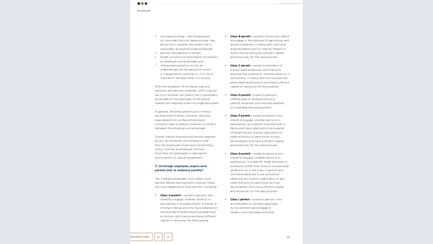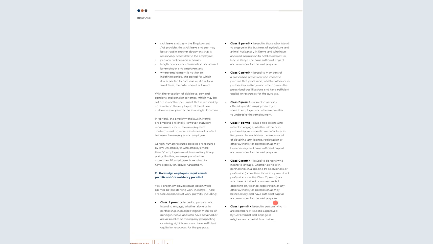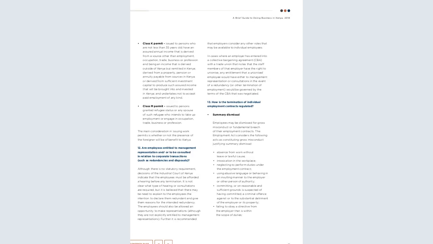Then the Class F permit is issued to persons who intend to engage, whether alone or in partnership, in a specific manufacturing business in Kenya and have obtained or are assured of obtaining any license. Then the Class G permit is issued to persons who intend to engage, whether alone or in partnership, in a specific trade, business or consultancy other than those prescribed in respect of the Class C permit. Then Class I permits are issued to persons who are members of societies approved by the government and engage in religious or charitable activities, like NGOs.